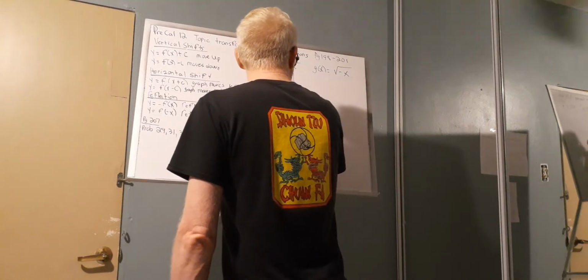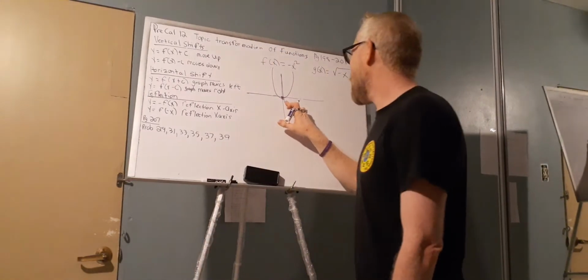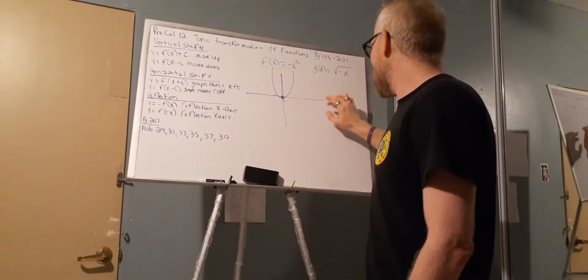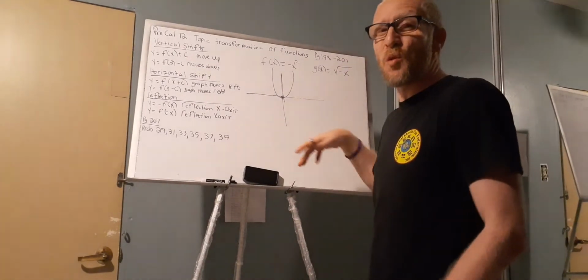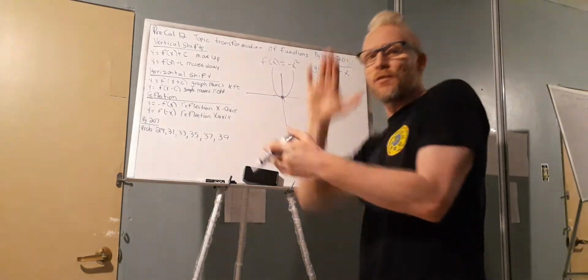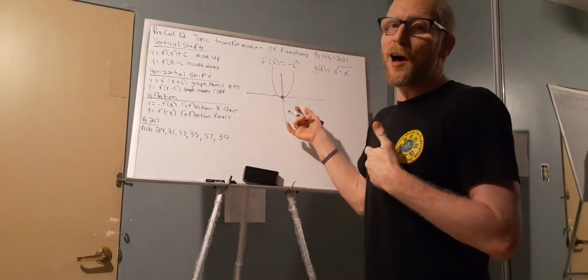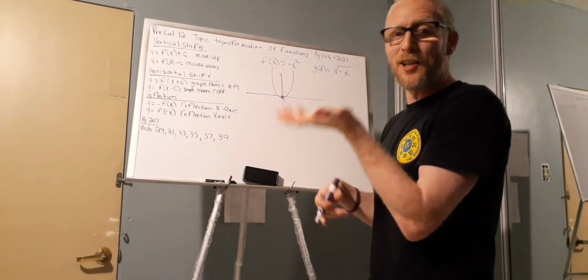Okay? It's right here. But we have a reflection, and it's a reflection across the x-axis. Now, remember that this is the x-axis and this is the y-axis. A reflection across the x-axis is to literally take the graph and flip it over upside down. So this smile, we're going to turn upside down into a frown. That's what it basically means.